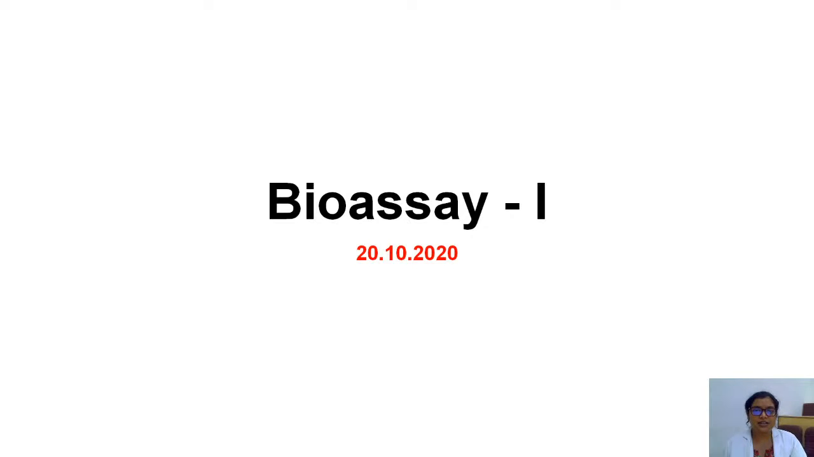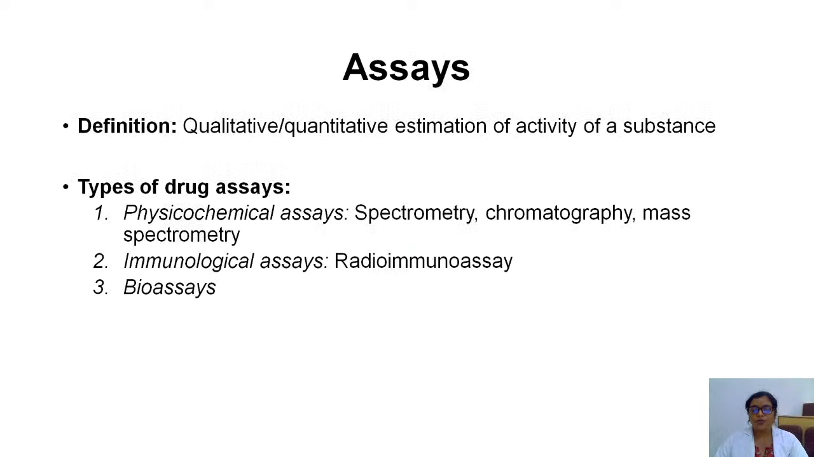I think you guys have done this in your physiology class. First of all, bioassay is two words, bio and assay. So what is an assay? We define assay as a qualitative or quantitative estimation of the activity of any substance. Assay basically means measuring. So whenever you are measuring, qualitatively or quantitatively, the activity of any substance, that is known as an assay in our field. And what is a drug assay? That is, you are estimating the activity of a drug. In place of a substance, you will have a drug. Every drug will have some activity. Now what are the various methods by which you can estimate the activity of a drug?